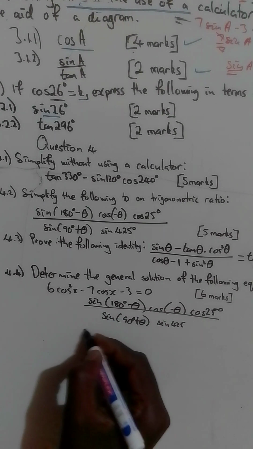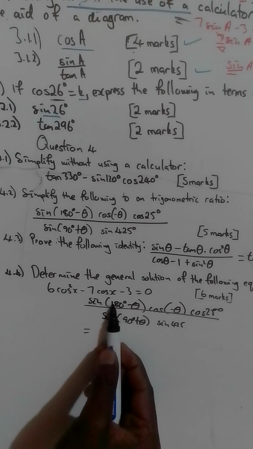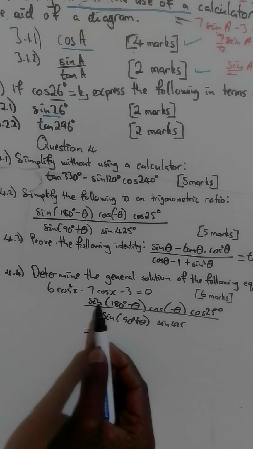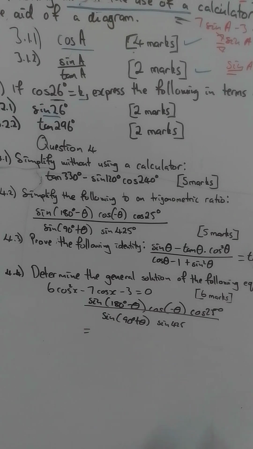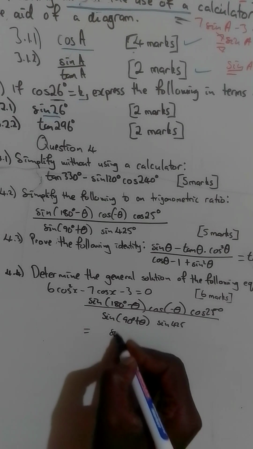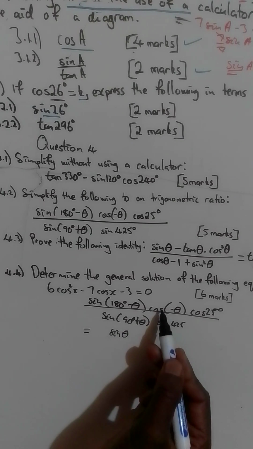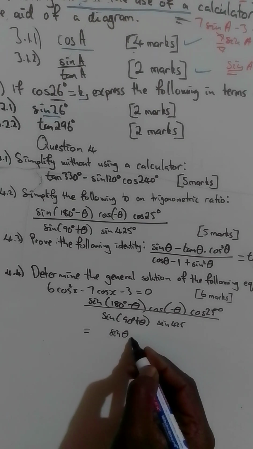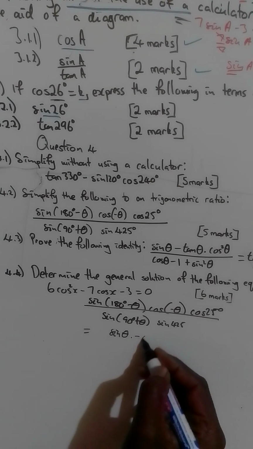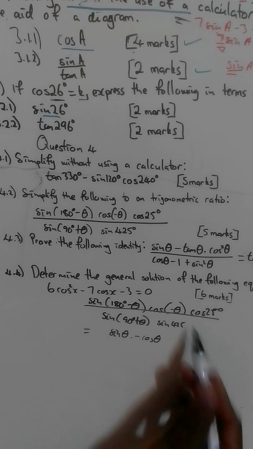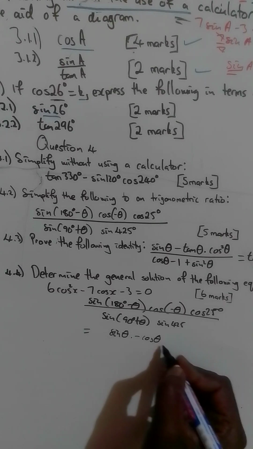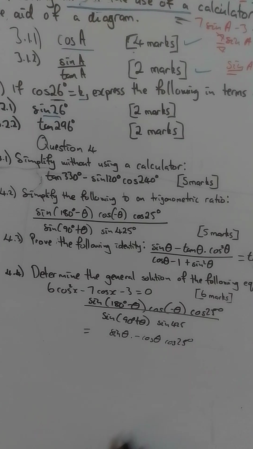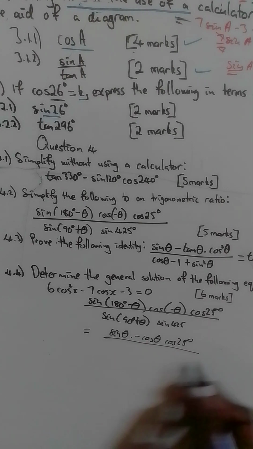Okay, now in which quadrant do I find 180 minus theta? It's quadrant number 2. Is sine positive in quadrant number 2? The answer is yes. So I write my sine theta here. And then I've got cos minus negative theta. So I now write it multiplied by negative cos theta here. Then I've got cos 25 degrees. I write cos 25 degrees. All right.